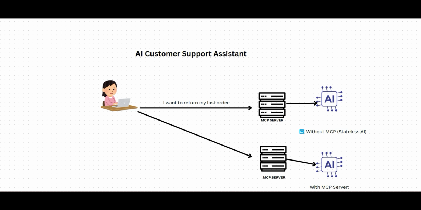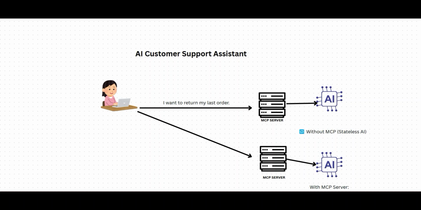And so it responds. For example, it responds like, sure, I see your last order was a pair of shoes and a t-shirt. Which item would you like to return? So this feels like a smart and personalized response. This is what happens if we use this MCP server.